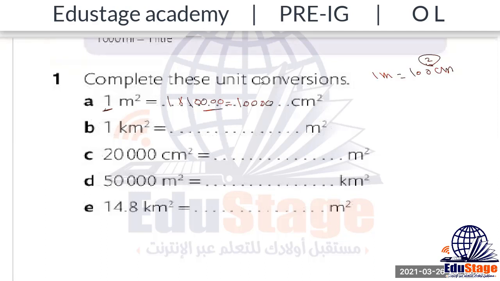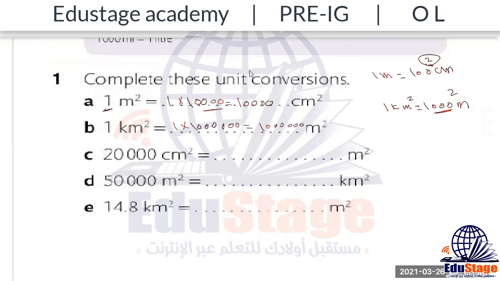And B, 1 square kilometer equals how many square meters? Here, you know that 1 kilometer equals 1,000 meters. So if you want square kilometer, it is also squared here, so you need 6 zeros, it means 1 million. So here you multiply by 1 million. Yes, Mahmoud, also correct. 1 times 1 million equals 1 million square meters.